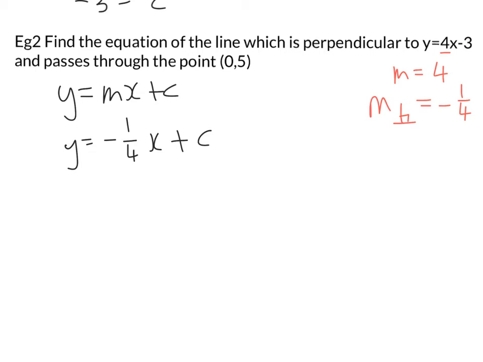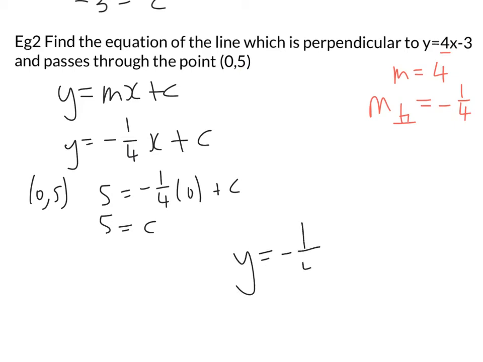And after that bit, we've dealt with that, and passes through the point 0, 5. Well, that means we can put 0, 5 into the equation. Now, it's a special case, 0, 5, but I'll just put it in anyway to show you. That means that the y is 5 and the x is 0. Now, if x is 0, that just disappears. Negative a quarter times 0, and you just get c is 5. So actually, if they give you the point 0, 5, that is the intercept. When x is 0, the y value is the y-intercept, so 5 is the y-intercept, y is c. So you're left with y equals negative a quarter x plus 5.